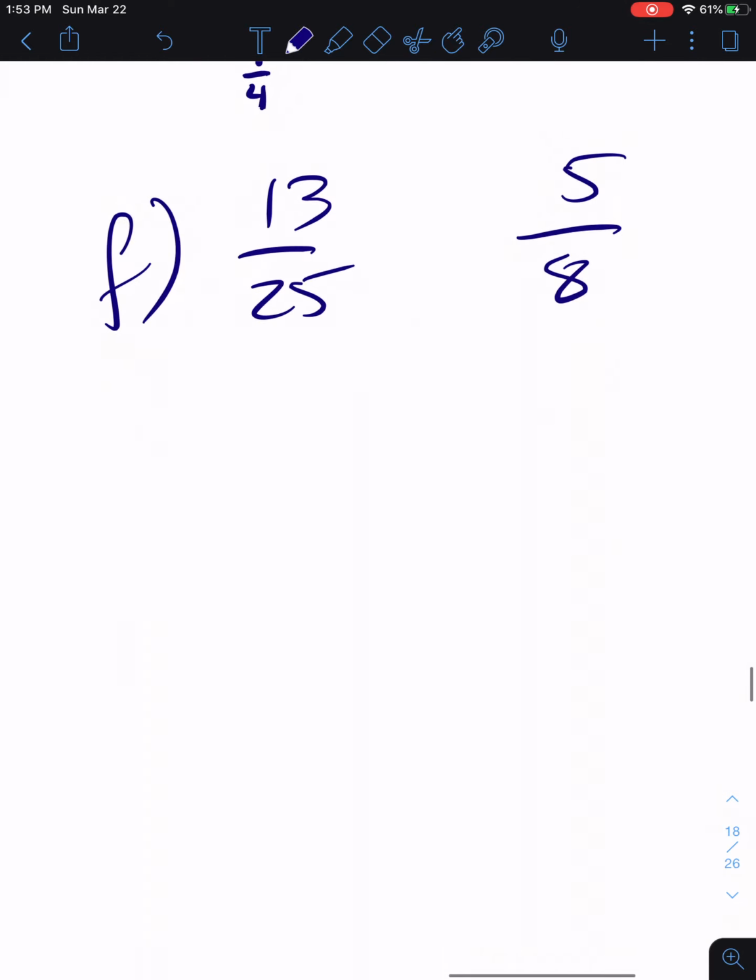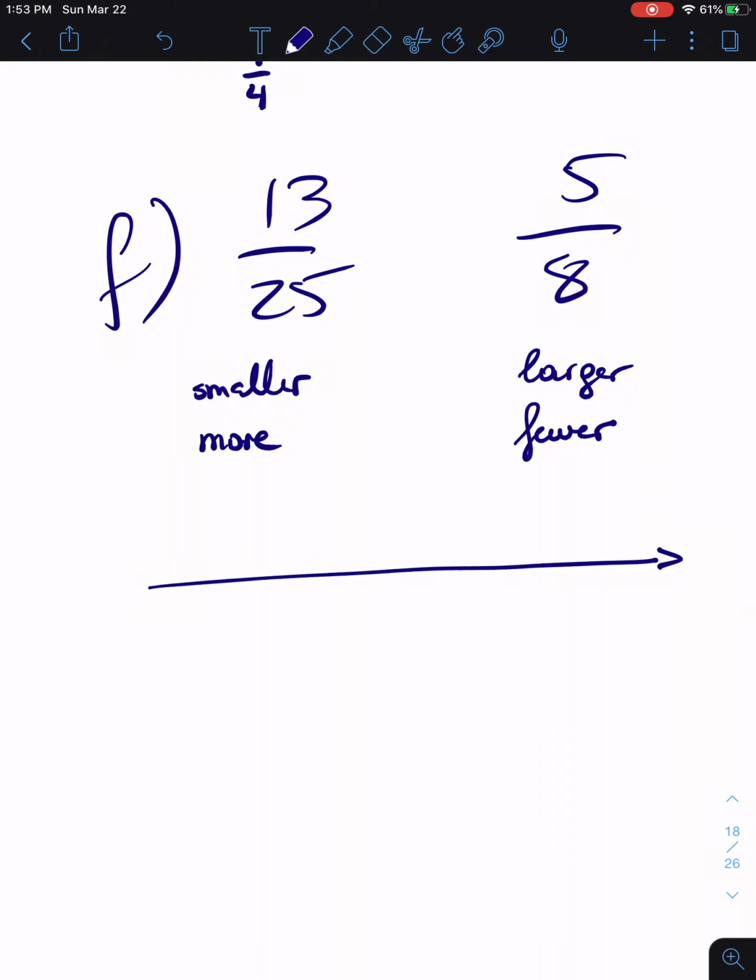Now let's look at this one. So these are smaller, but we have more of them. And these are larger, but we have fewer of them. Again, we're in a situation where we need to try to make sense of where we are. And it looks like both of those numbers are hanging around 1/2. So 13/25. Now, 13/25 is somewhere to the right. 12.5/25 is half. And 5/8, well, 4/8 is a half, so this is also somewhere on here. Not enough information with that strategy either.